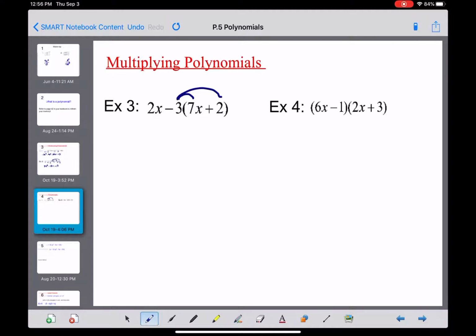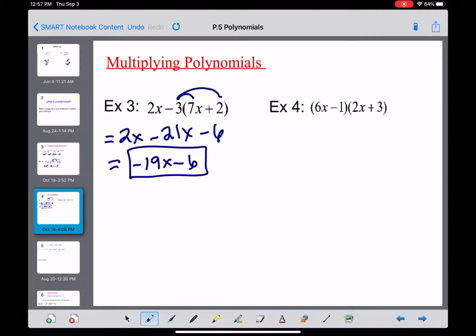So in this one, we keep the 2x, and then the negative 3 times 7x is a negative 21x, and negative 3 times 2 is negative 6. And then this simplifies to negative 19x minus 6.